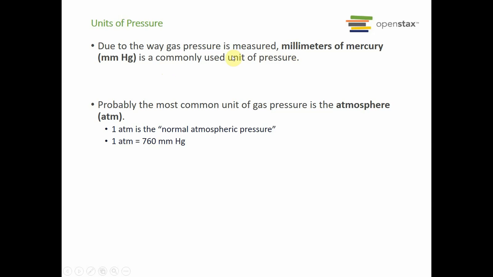Water can only form a column that's about 30 feet tall, and mercury is about 15 times as dense as water, so it forms a column that's about 1/15th the height of water.